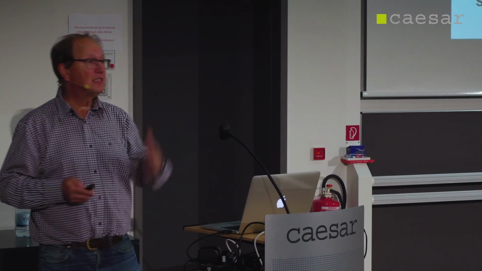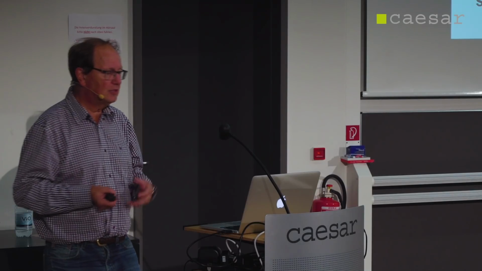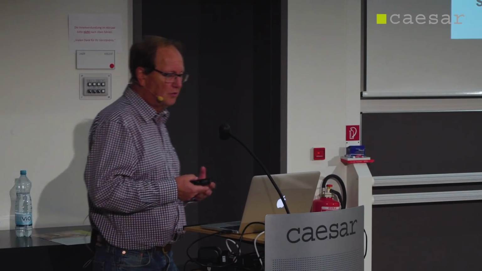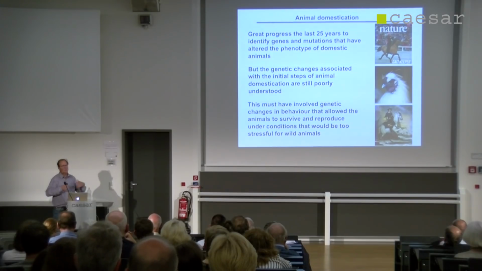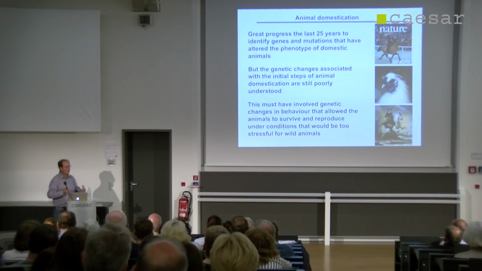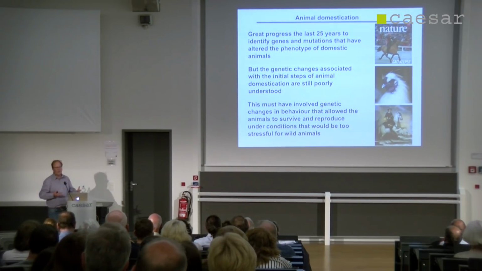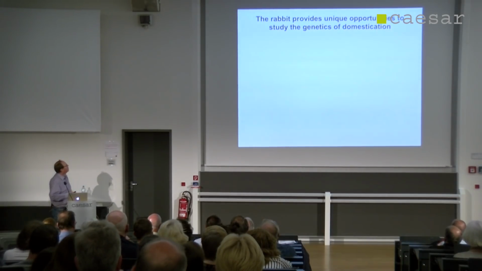So this must have involved genetic changes in behavior that allowed animals to survive and reproduce under conditions that would be too stressful for wild animals. Because the big difference between domestic animals and wild is the difference in behavior, how they tolerate humans. They're not afraid of humans. They're often interested in humans.